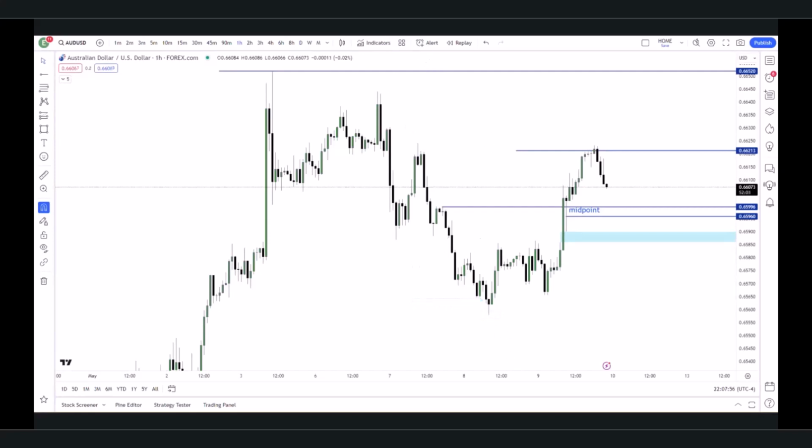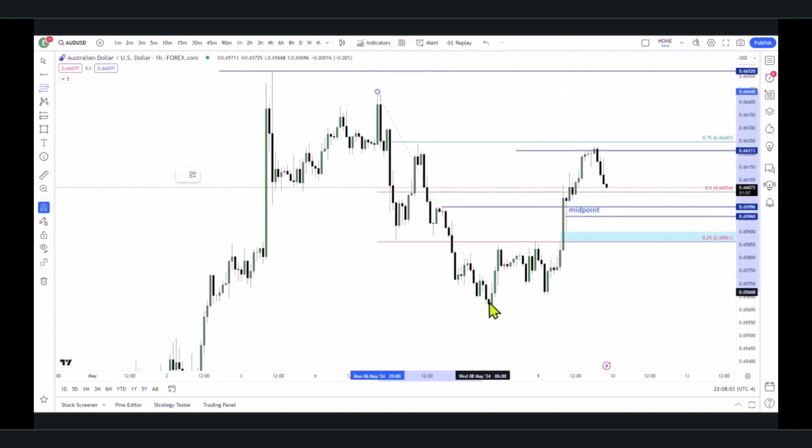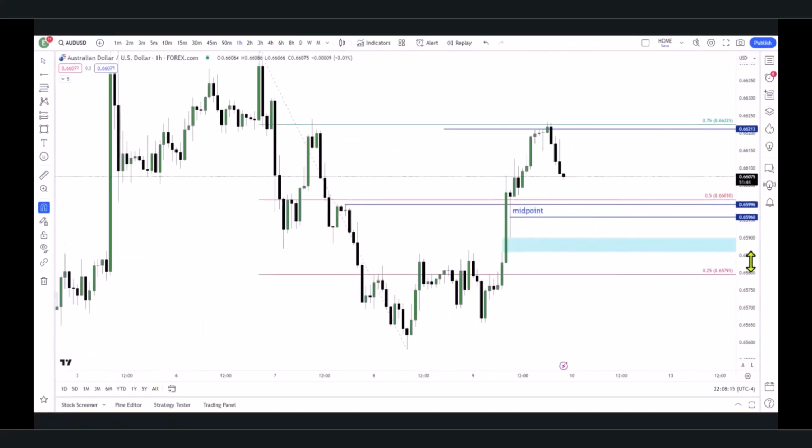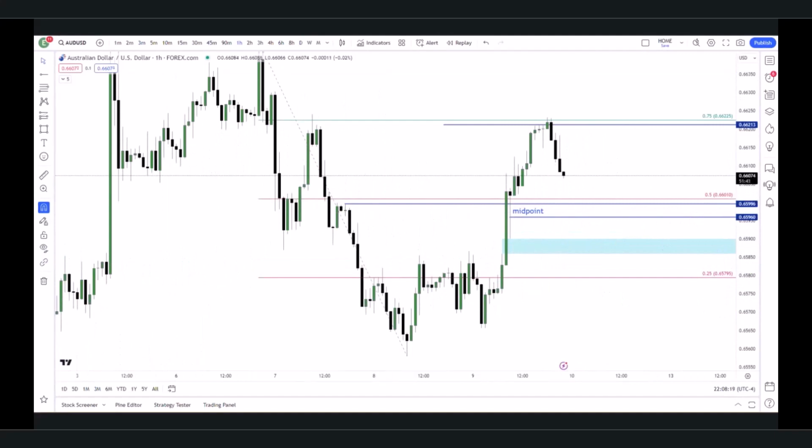And what I want to do is measure and grade this move. So I'll take the same tool, I'll put it from the high to the low, and what I want to look at is where is the 50% of that range, because we're basically moving back up, we're retracing that move back up, and you can see where that 50% comes in at. It's actually close to our previous day high.